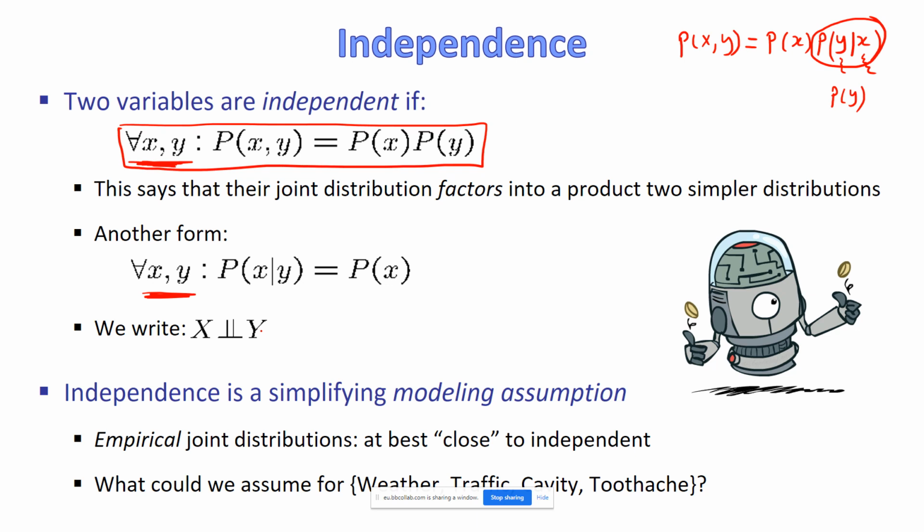Now let me show you an example. Let's say that we have a world where we want to have four variables: weather, traffic, cavity, which is tooth decay, and toothache, which is the pain in one of your teeth. So I have four variables. Now, can we assume independence between any of these two? Do you see some independence between these variables? Would it be plausible or logical to assume independence between some of these variables? What do you think? Weather, traffic, cavity, toothache.